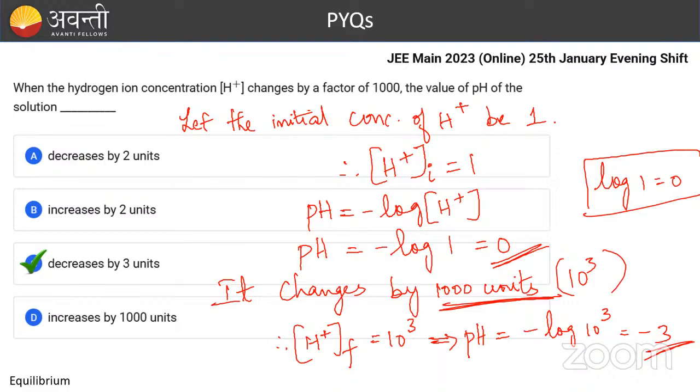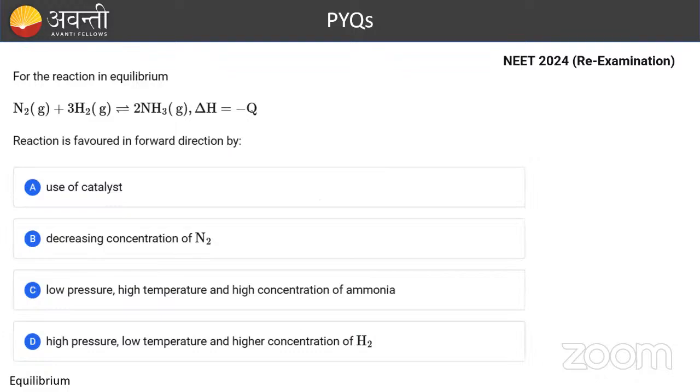For the reaction in equilibrium N2 plus H2 giving NH3, delta H is equal to minus. The reaction is favored in the forward direction by. So four options are given to us and they are asking us to find out which option will favor the reaction to go towards the forward direction.